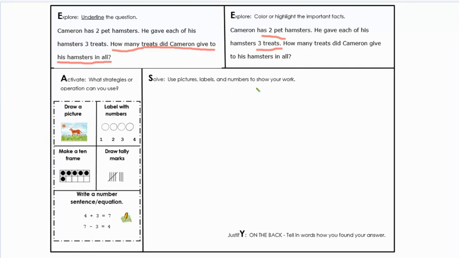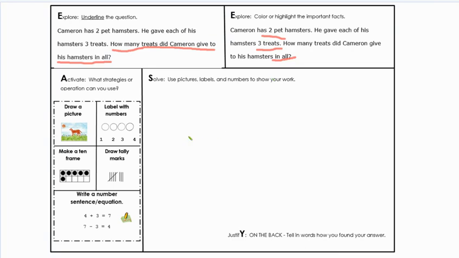Okay, now I'm going to read the problem one more time and figure out what I'm going to have to do to solve this problem. So it says Cameron has 2 pet hamsters. He gave each of his hamsters 3 treats. How many treats did Cameron give to his hamsters in all? So if you remember some of that math vocabulary, look at here where it says in all, that's important, right? That's asking me to add, okay? They want to know the total, okay?